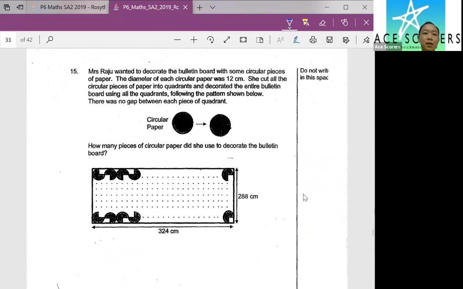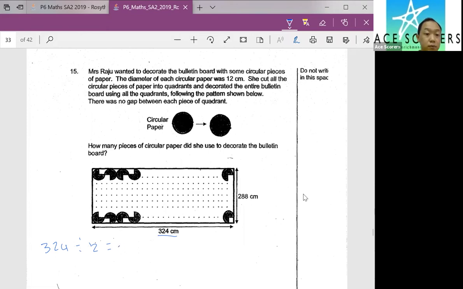Mrs. Raju wanted to decorate the bulletin board with some circular pieces of paper. The diameter of each circular paper was 12. All right, the diameter of each circular paper is 12. So how many papers do you need for 3 to 4? So you take 3 to 4 divided by 12.